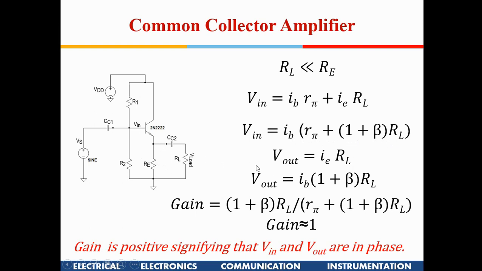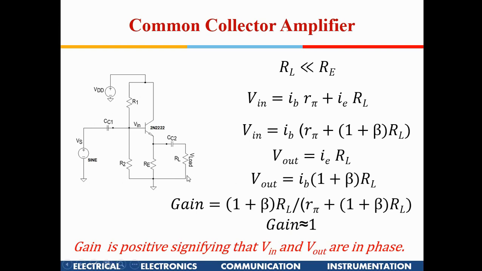And what is Vout? Vout is IE into RL. So Vout, again, IE I replace with IB (1 plus beta) RL. Now if I divide these two equations, I get gain, which is (1 plus beta) RL divided by R pi plus (1 plus beta) RL. Now if I assume (1 plus beta) RL is much higher than R pi, you will get a gain of 1 approximately. Now from this it is very clear that RL is not going to change the gain. The gain is more or less independent of RL. So this is the beauty of the common collector amplifier.